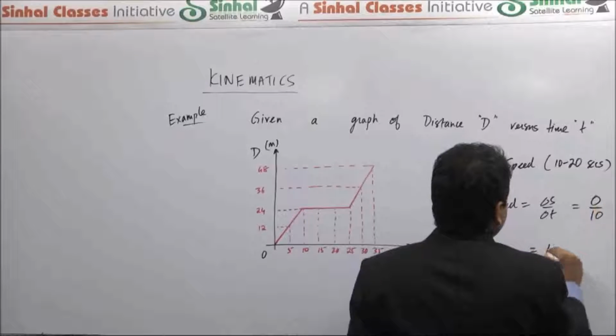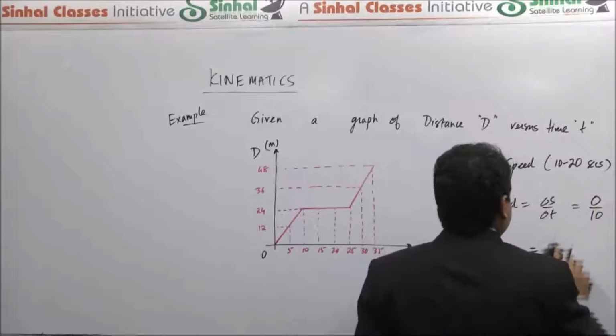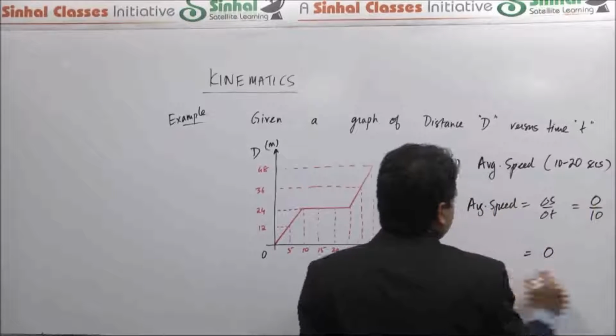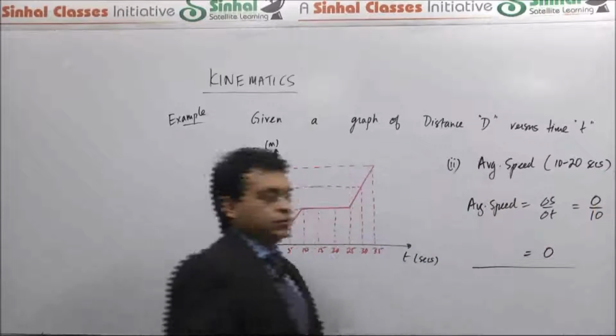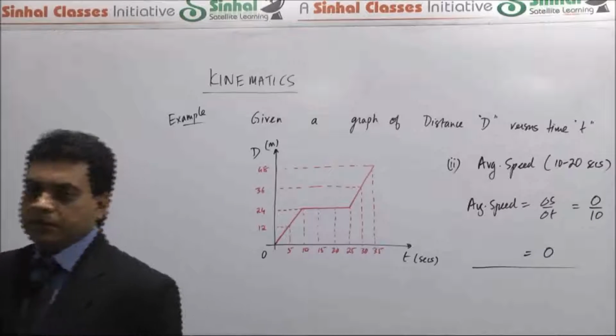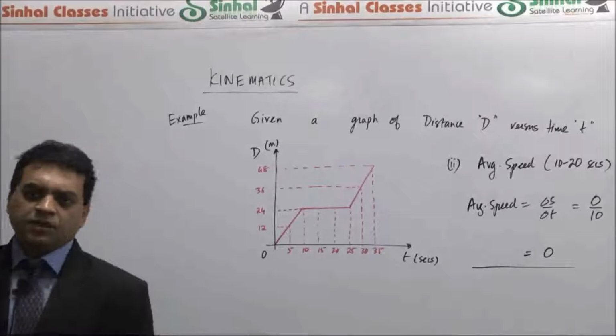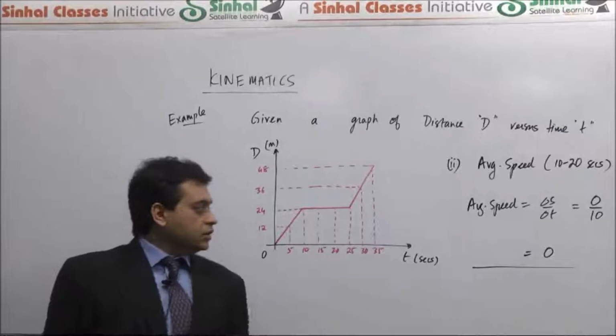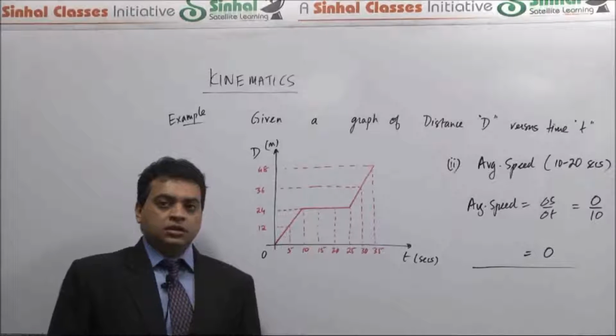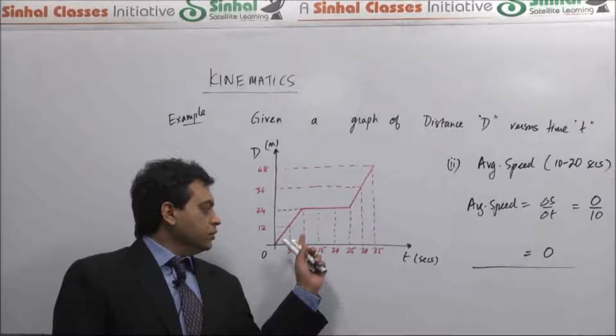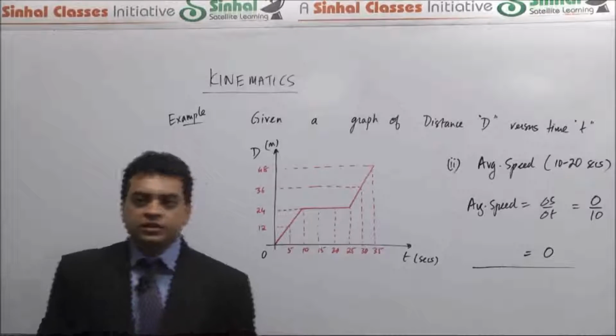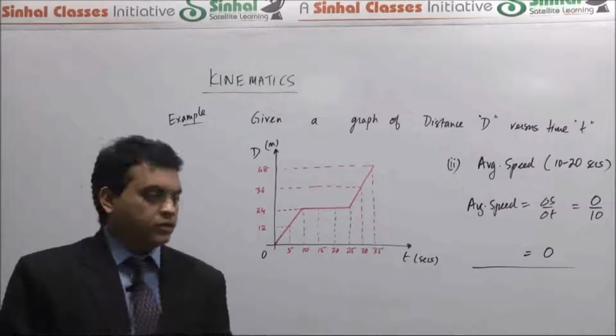Okay, so that is the average speed for the given interval, which basically just shows us that the particle or the body in concern here does not shift from 10 seconds right up to 25 seconds. It just stays at the location it was.